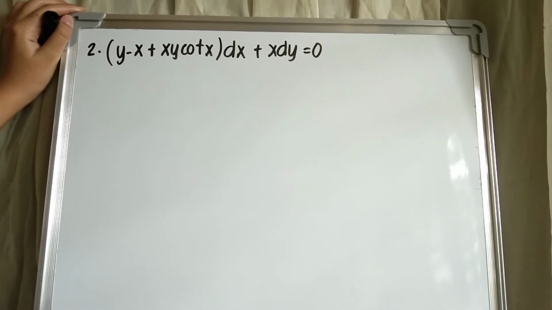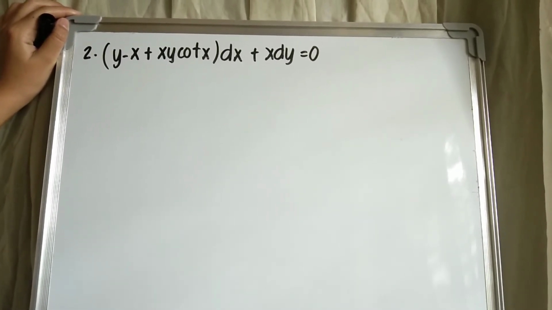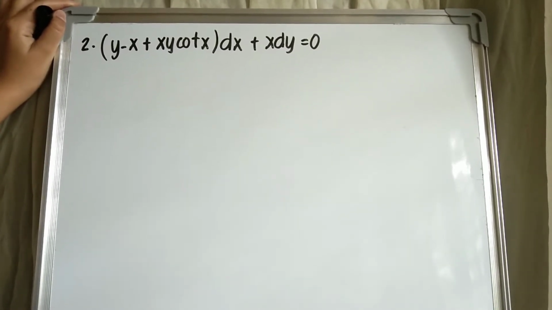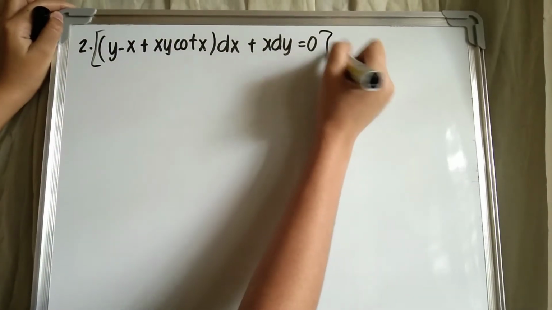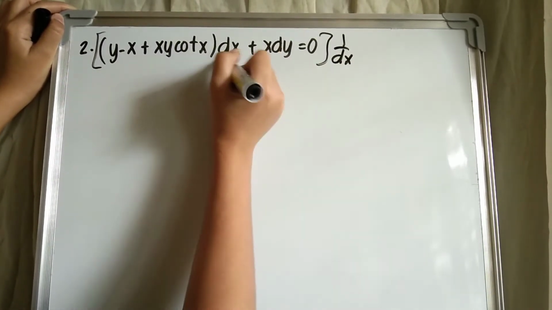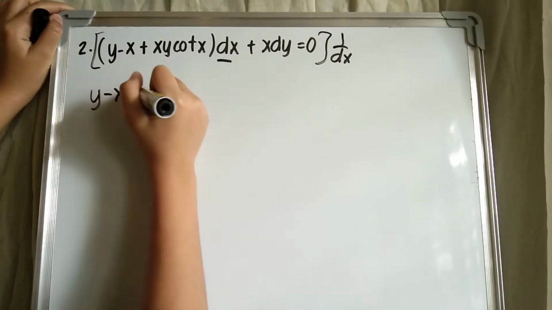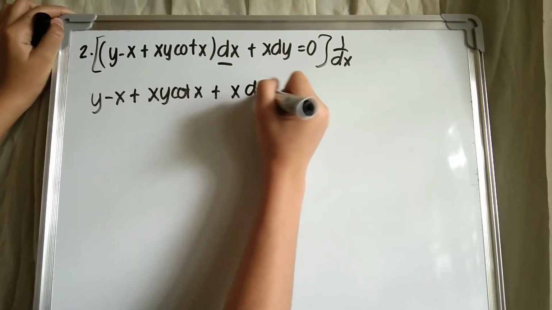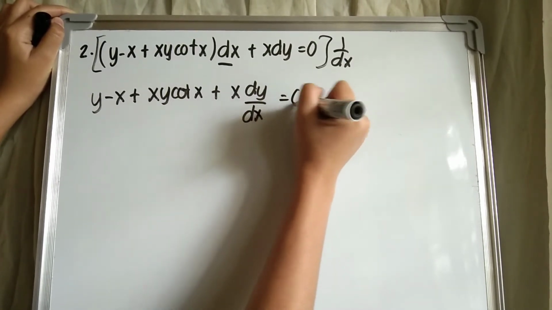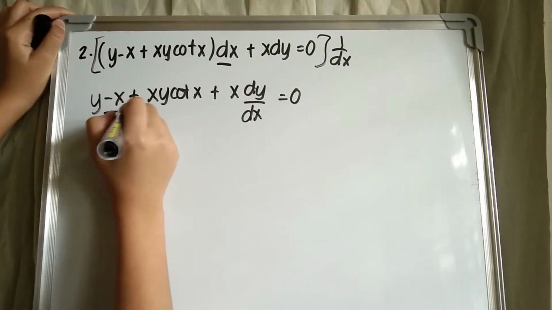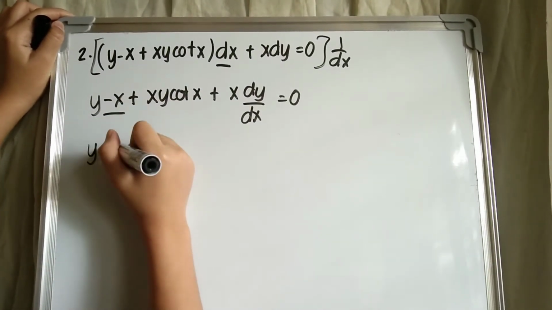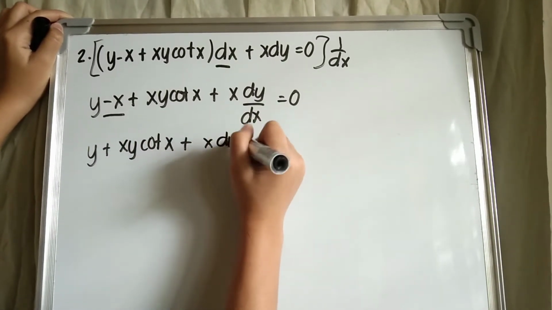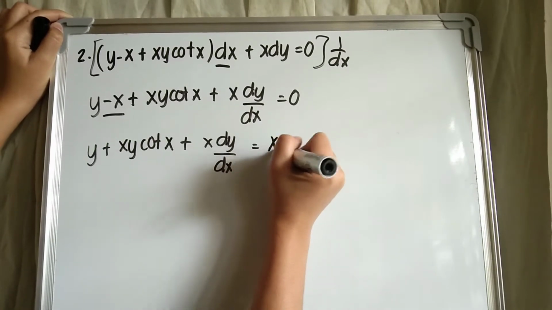Example number 2, y minus x plus xy cot x dx plus x dy is equal to 0. So first, let us transform this equation into standard form. First, we will divide both sides by dx to eliminate dx here, so this will become y minus x plus xy cot x plus x dy over dx is equal to 0. And then we will transpose negative x to the right side. This will become y plus xy cot x plus x dy over dx is equal to x.